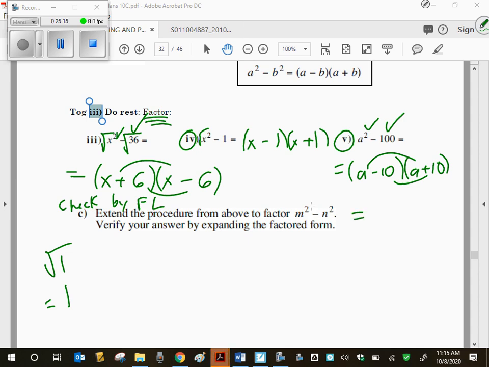Your turn. Do C. Factor m squared subtract n squared.